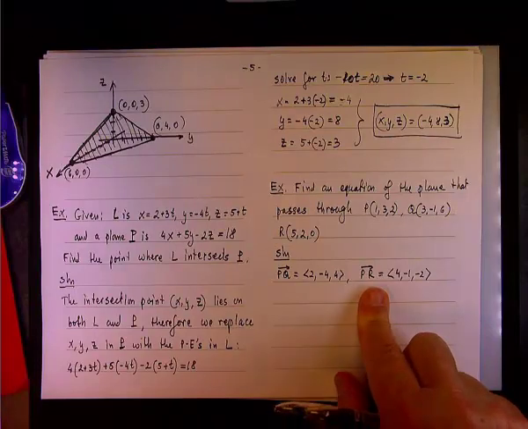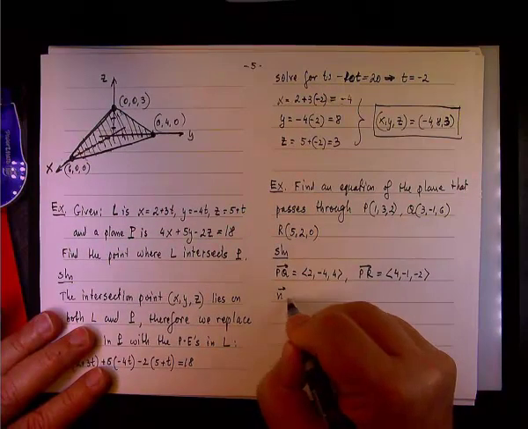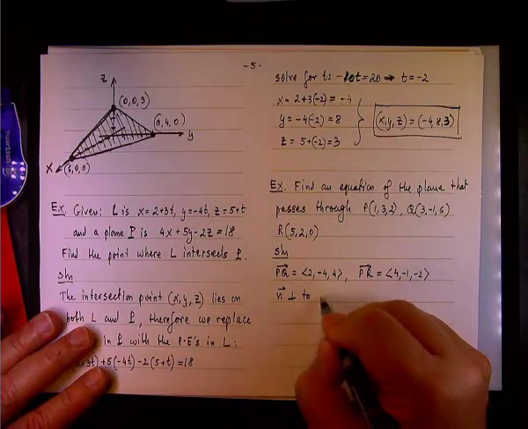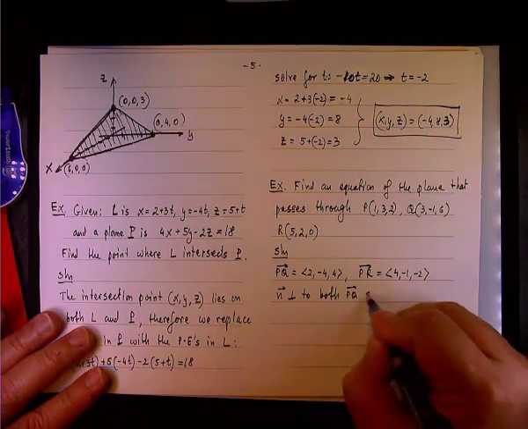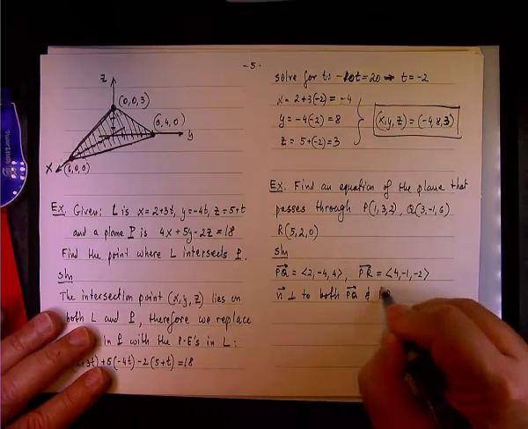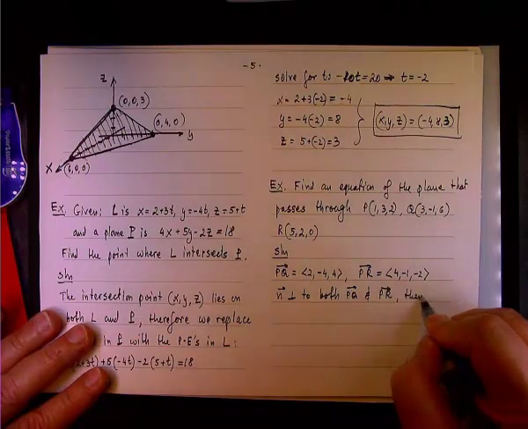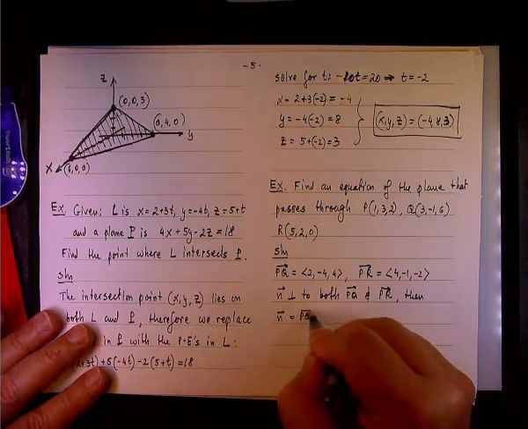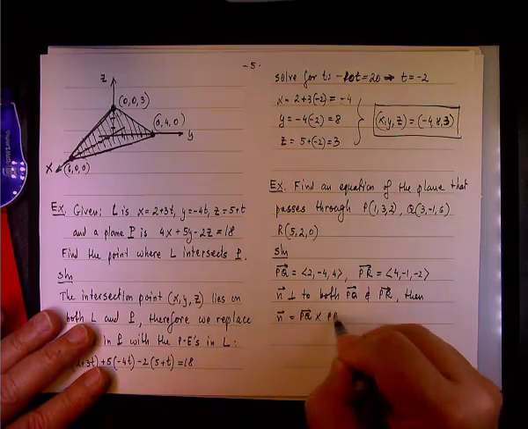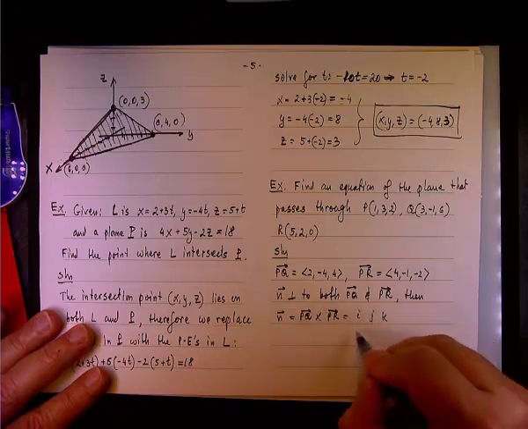Like the equation of a line, the equation of a plane is not unique. A normal to the plane can point in one direction, or it can point in the opposite direction. So what happens if we change the order of the cross product, which we're going to do next? Instead of PQ cross PR, we do PR cross PQ. You'll end up having a normal in the opposite direction.